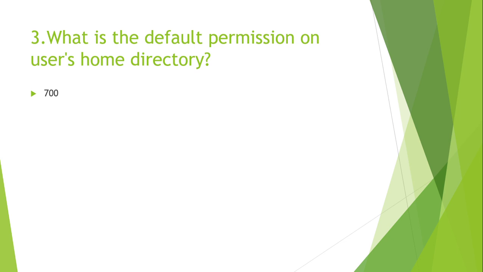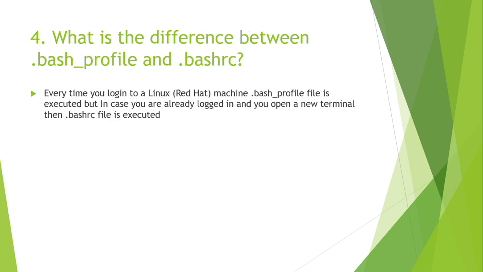Now our next question is: what is the default permission on the user home directory? So once a user is created, the home directory has the permission of 700.